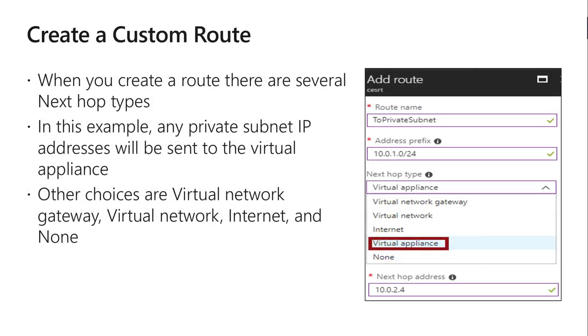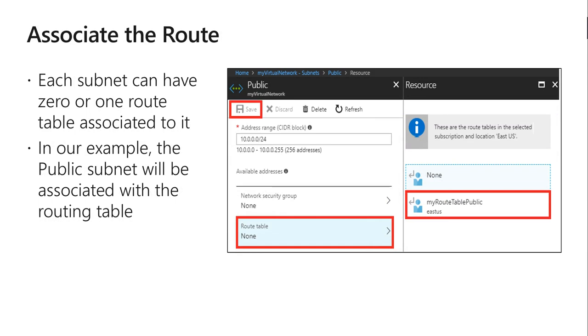So the next step is to create a custom route. You can call it to-private-subnet, and you specify the private subnet address prefix, and you choose virtual appliance, and you choose the next hop address. So basically, that's it. After you've done that, the third step is to associate the routes, right? This is the last step. You just choose your virtual network, and you choose the route table. You select the routes you just defined. Very straightforward. So we're going to do a little demonstration on that.